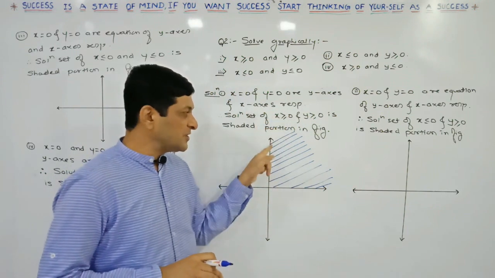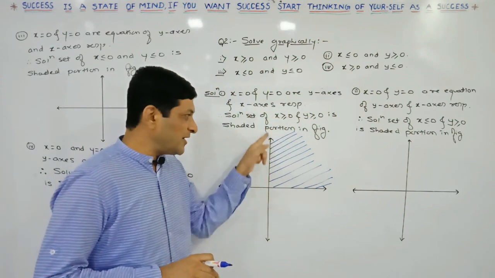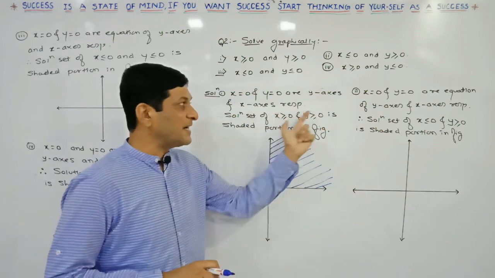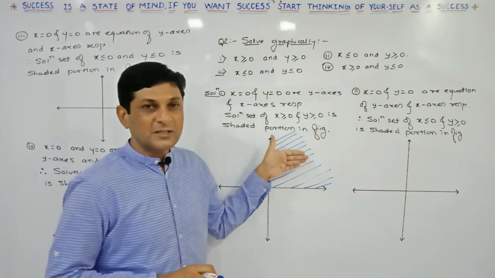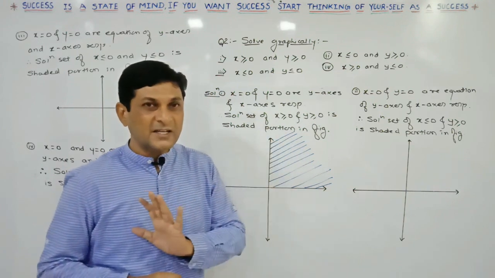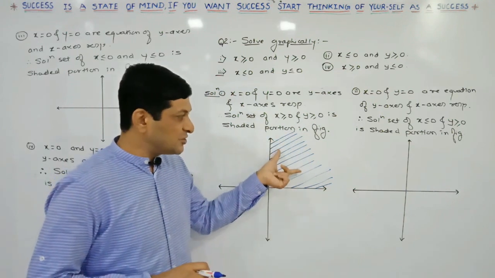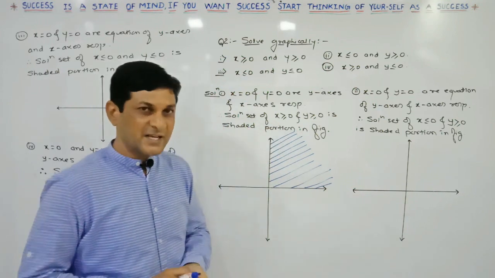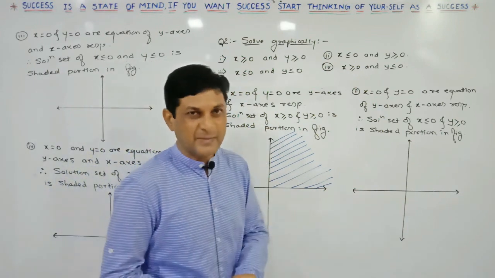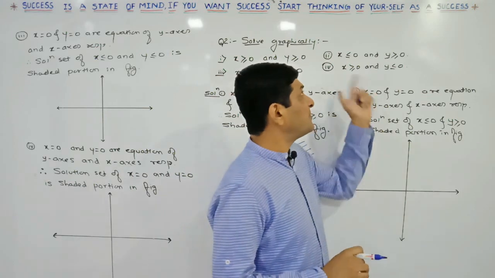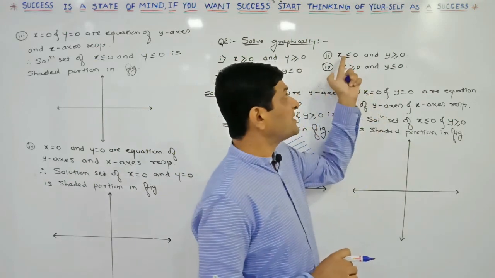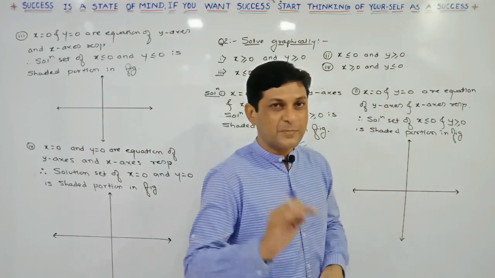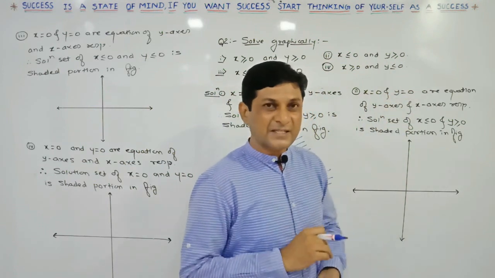Here equal to means points on what? Points on the y-axis. Y is equal to 0 means points on the x-axis, and greater than means all the points in which quadrant? First quadrant. In this way we can say that the shaded portion in this figure is nothing but our what? Solution set. The same method we are applying in the remaining examples. In the remaining example also, what are the lines? X is equal to 0, y is equal to 0. We know that these lines represent the y-axis and x-axis respectively.